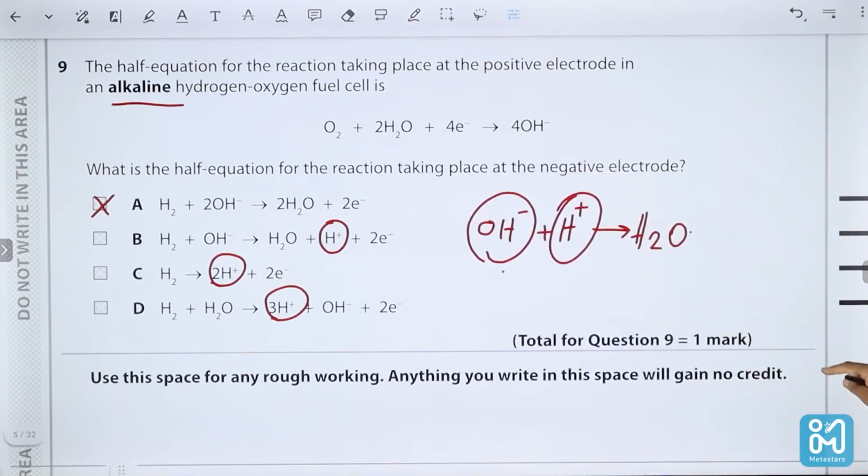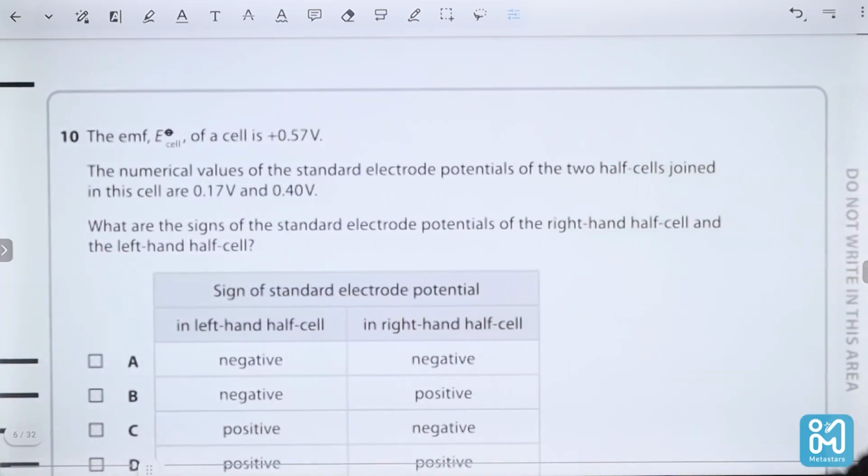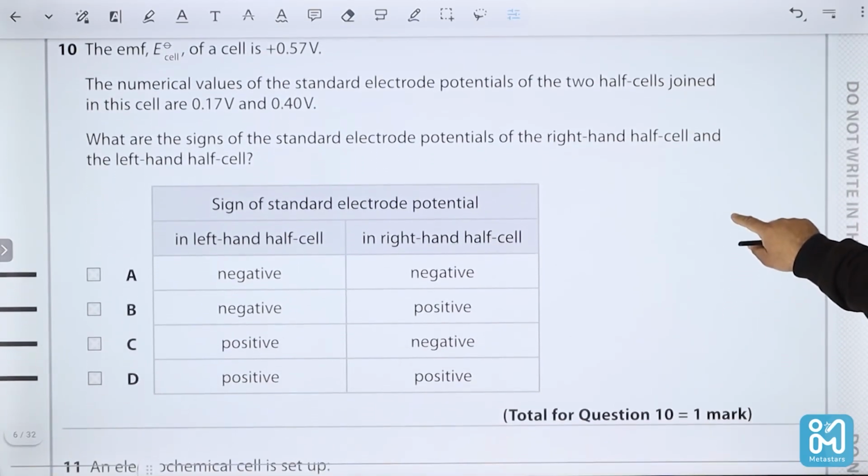Okay, now for the next question, question 10.